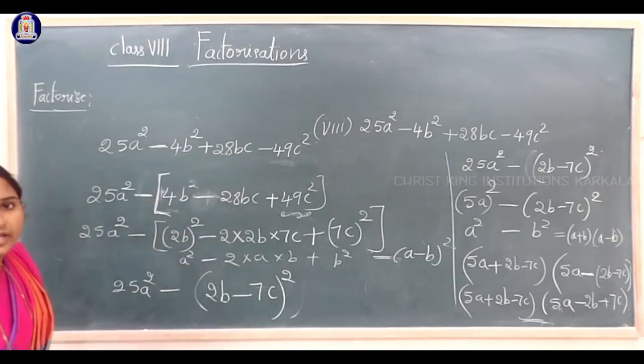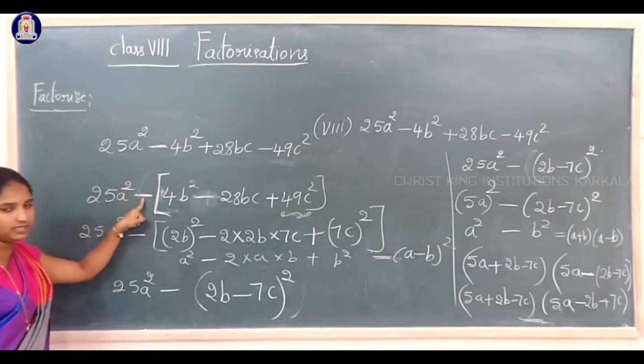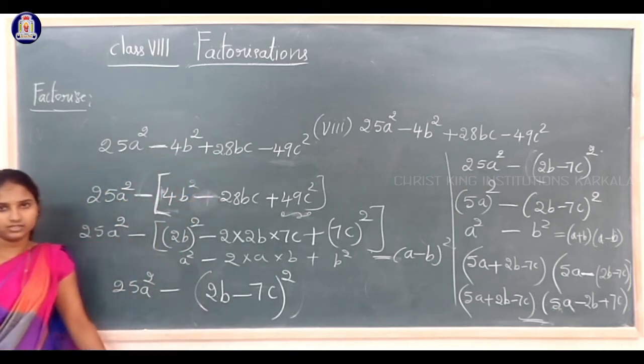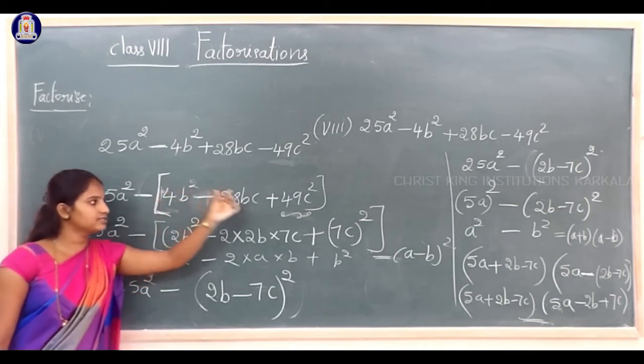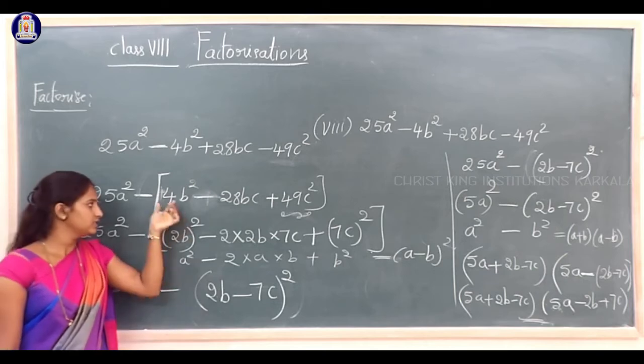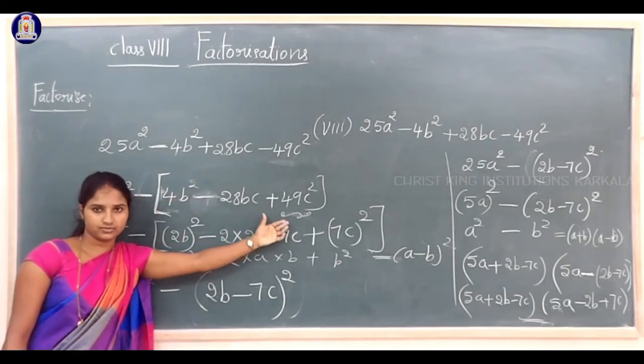Okay. So 25 right outside the bracket. Next minus sign, minus. Next the remaining terms right inside the bracket. Next you have to see whether the first and last terms are perfect squares or not. Here 4 is a perfect square and even 49 is also a perfect square, right?